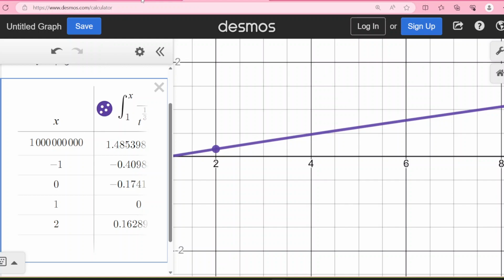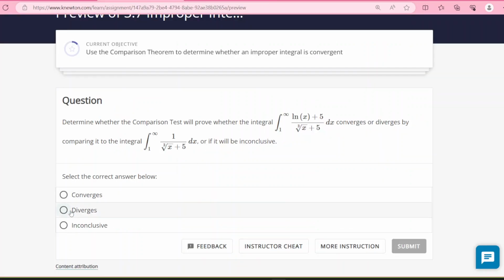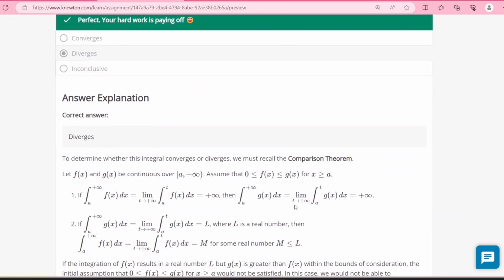From the table. Now, if you wanted to do it by hand, that's fine. But again, they're not asking me for values here. They're just asking me, does this thing converge? Does this thing diverge? And since the smaller function is diverging, we know the larger one, the original one, will diverge as well by the comparison test. Great.